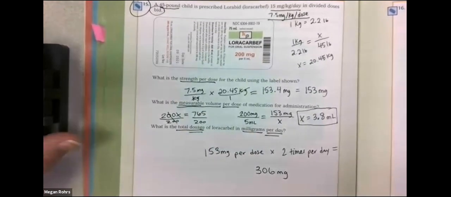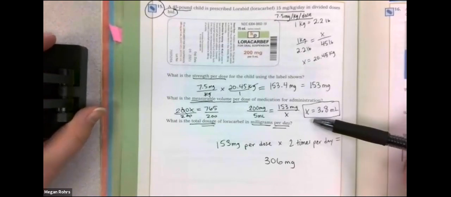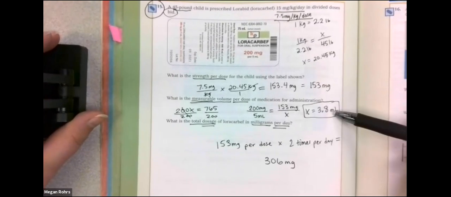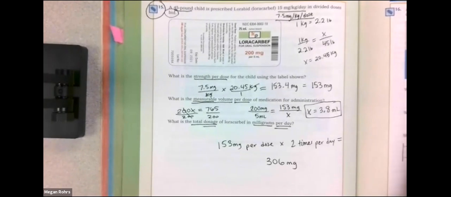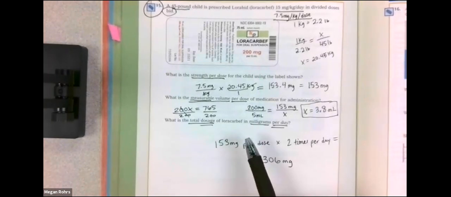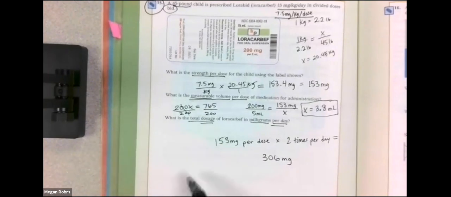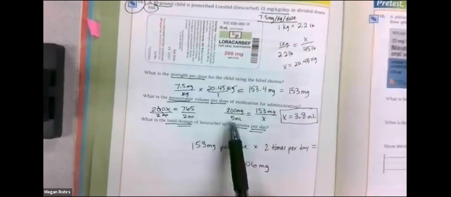Now I'm going to take this a little bit further. I know they don't ask us to find the volume per day, but if we needed to, remember they need 3.8 mils per dose. And if they're taking that 2 times per day, we would just multiply that by 2 to find the dose volume that they need per day. So make sure that you really read these questions carefully. If it's asking you for milligrams or if it's asking you for milliliters, remember volume, milliliters is the unit that we use for that. Weight, we use milligrams if they're asking for weight.